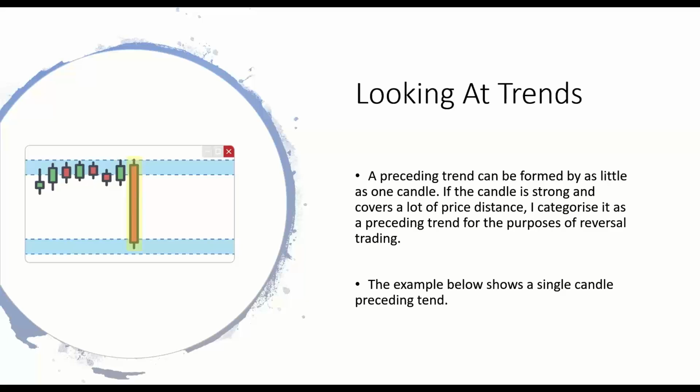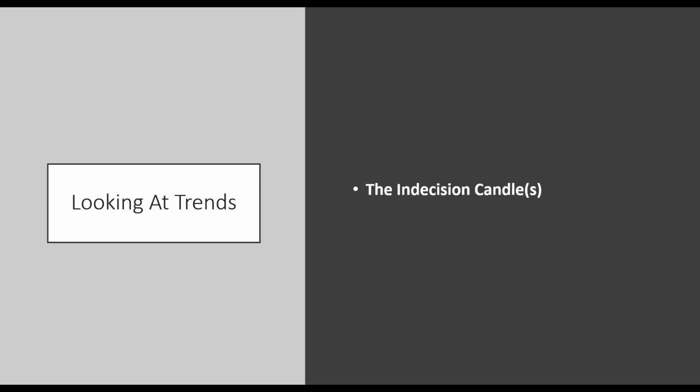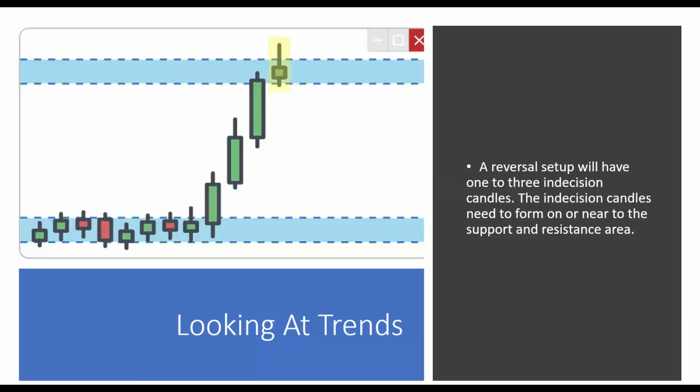A preceding trend can be formed by as little as one candle. Now, the rules say that, but I don't believe in it. I say a preceding trend must at least be 3 candles. So preceding trends are simple. If you see a strong move heading into an area of support or resistance, you can consider it a preceding trend. Then we get the indecision candle.